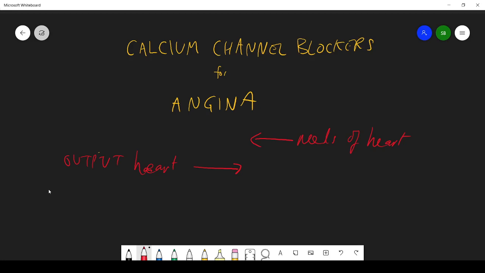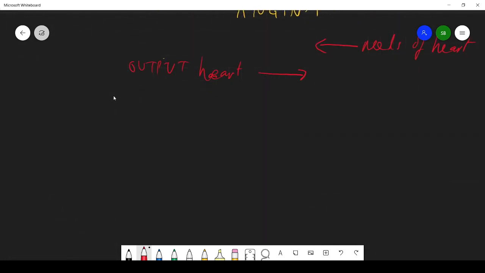What do I mean by that? What happens in angina is that the heart is pumping out blood. Some of that goes to the body, but some of it goes back to the heart to supply the heart's own oxygen demand. So if the oxygen demand is greater than the heart's output, we have reduced oxygen availability, and that causes pain and eventually worse things.